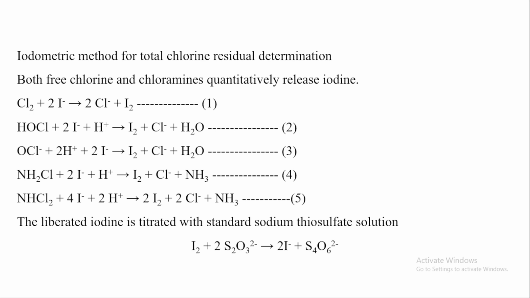That means 2 electrons are required to convert S2O3 2 minus into S4O6 2 minus. Okay, 2 moles of S2O3 2 minus will get converted into 1 mole of S4O6 2 minus, and 2 electrons will be released. Okay, you understand this statement? 2S2O3 2 minus will get oxidized into 1 mole of S4O6 2 minus, and 2 electrons will be released.